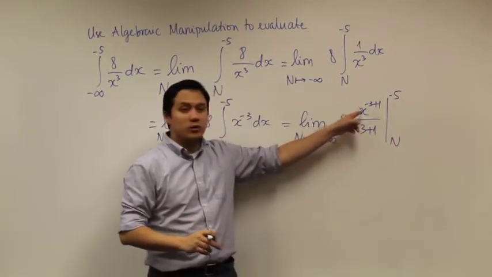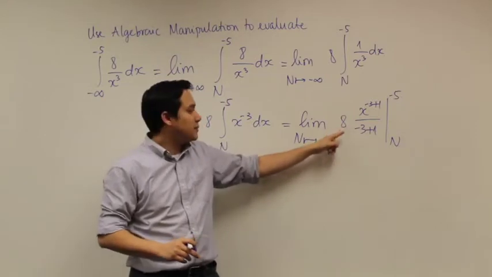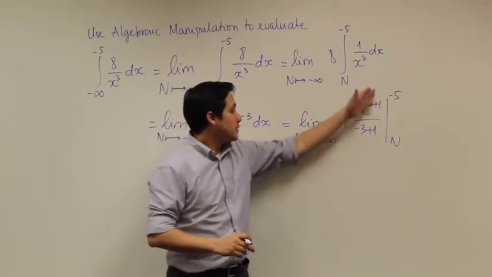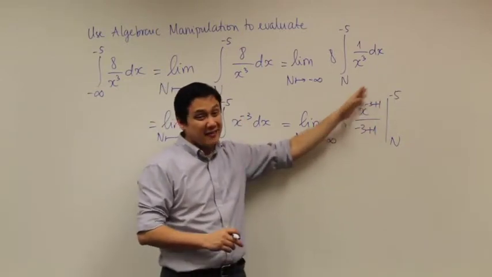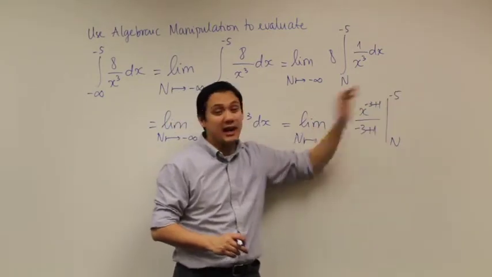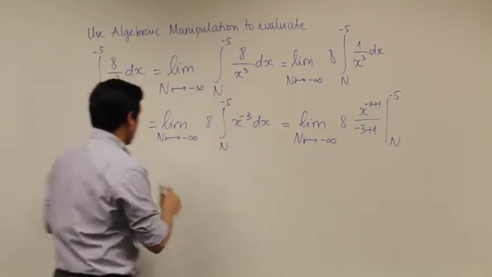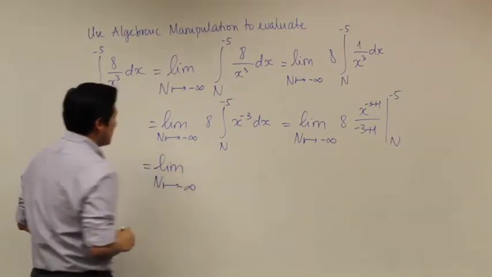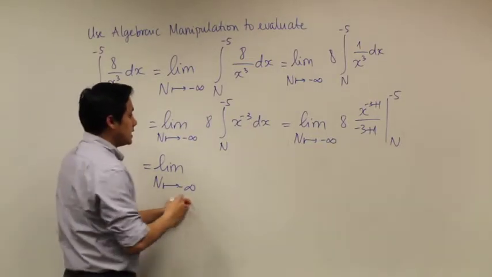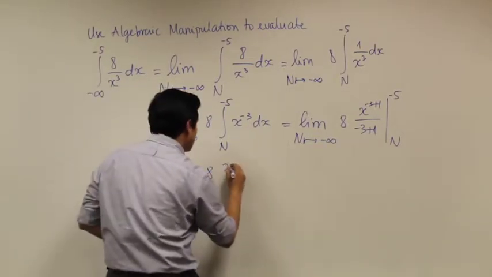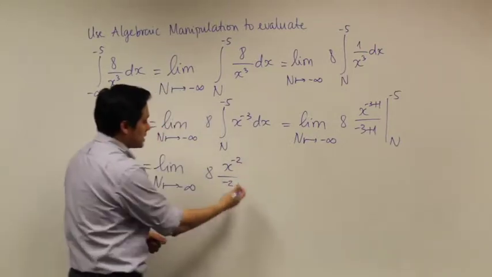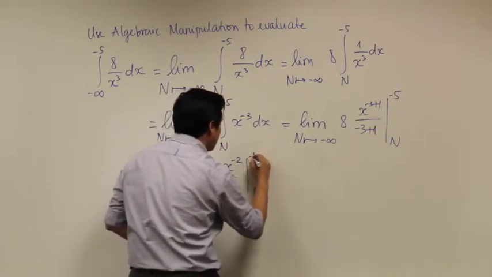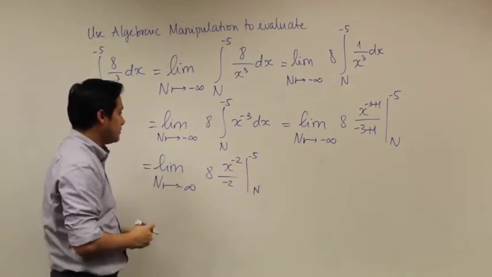So I use the power rule. I have x to the negative 3 plus 1, divided by negative 3 plus 1. And by the fundamental theorem of calculus part 2, you have this vertical line, which means evaluate this antiderivative at n and negative 5. So this is what you got: the limit as n goes to negative infinity of 8 times x to the negative 2 divided by negative 2, still evaluated between n and negative 5.